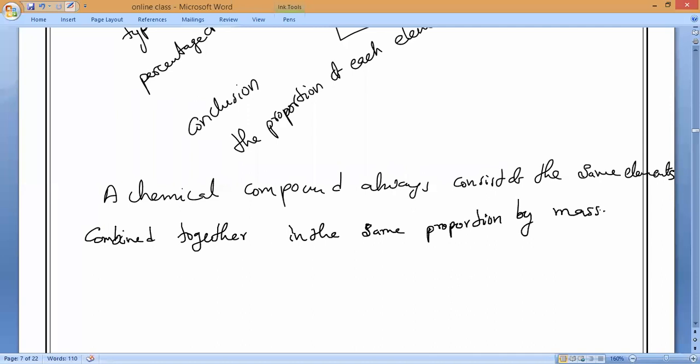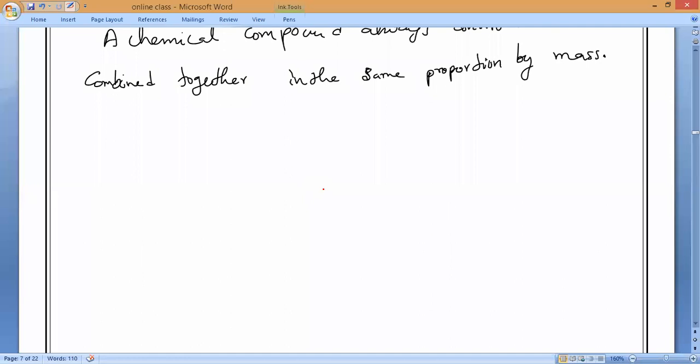Same proportion by mass. You will understand when I'm teaching the examples. Surely those who do not understand this definition will understand by examples. So now let us take one example. For example, today I came to Andhra and you people are in Tamil Nadu. Suppose I have collected a water sample from Pudukkottai.